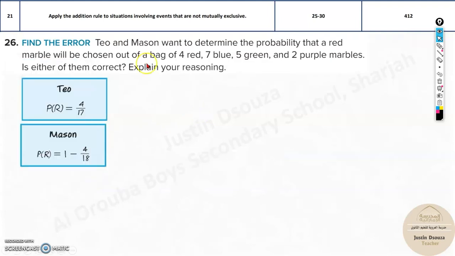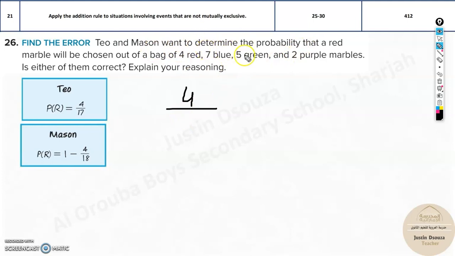Okay. Now here, find the error. Tio and Mason want to determine the probability that a red marble will be chosen out of a bag of 4 red, 7 blue, 5 green and 2 purple marbles. Is either of them correct? Let's see. 4 red marbles. Okay, favorable outcome is 4. Total is 4 plus 7 is 11. 11 plus 5, 16. 17, 18.